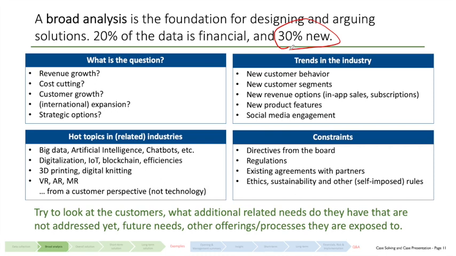And last but not least, there might also be constraints. Some constraints might come from the case itself. So the board has given some directives or regulations or things like key partners that narrow the options that we have to move forward. And last but not least, ethics, sustainability, or other self-imposed rules. Especially sustainability is a key topic as of now, which might guide a little bit or narrow what we can actually do.